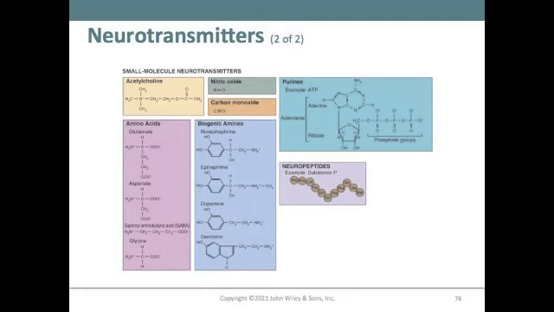Figure 12.27 on page 452. That's what I was saying, the purines, adenosine, like ATP, adenosine triphosphate. And you can see all these amines. You've probably even heard of some of these: norepinephrine, epinephrine, dopamine, serotonin, amino acids. So this you should be familiar with from Bio 100 and Bio 111.